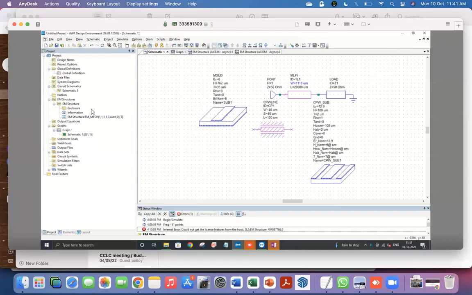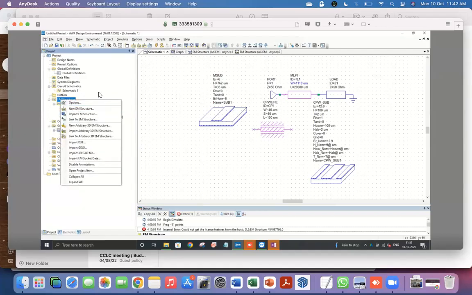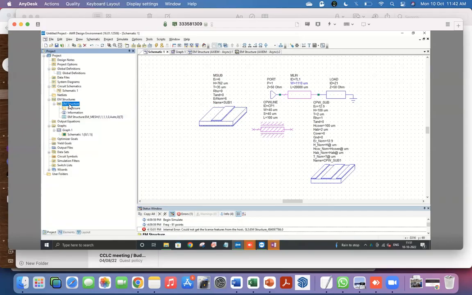So let me go back to this EM structure here. The EM structure has come under this, just like the circuit schematics, we have EM structures. And then inside, I had created a new EM structure last time. That is this one. And that just has the name EM structure, but we can give it some other names.